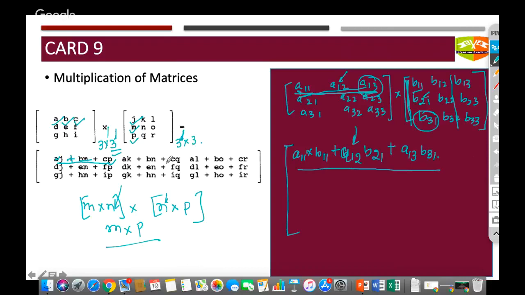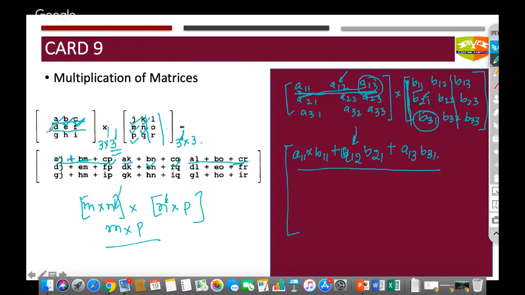Now what I have done for the second element is that the row remains the same, but the column changes. So it becomes AK, first term here and first term in the second column, plus BN for the second terms, and CQ. Now again the row will remain the same and the column will change. So I'll keep on doing this: AL, BO and CR are all added together. Now I'm finished with all the columns for this row.